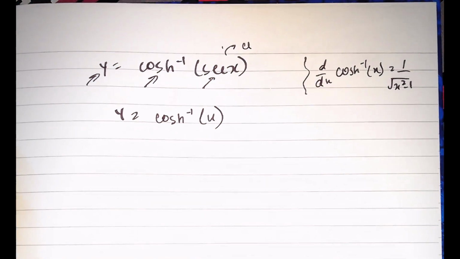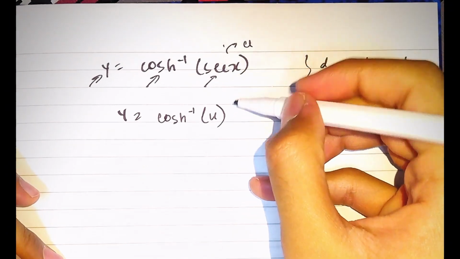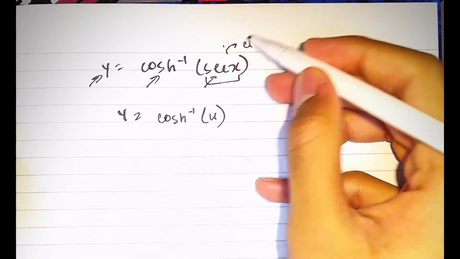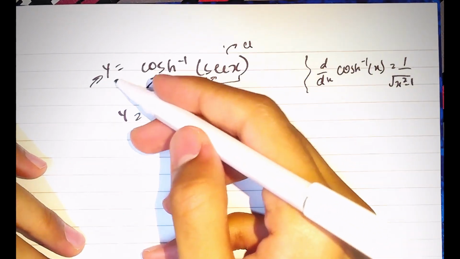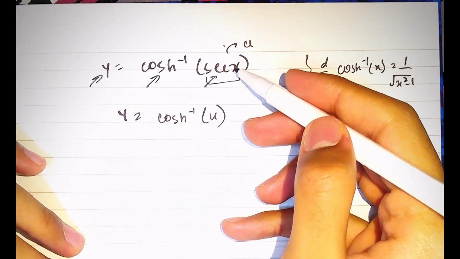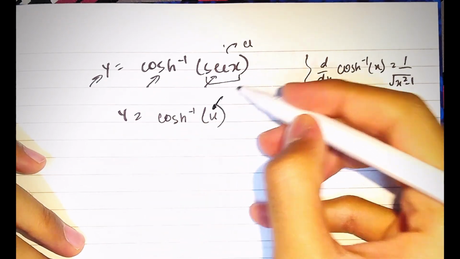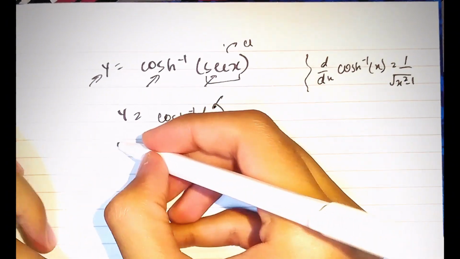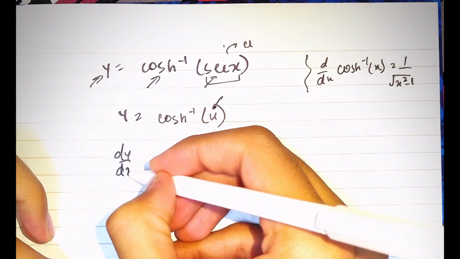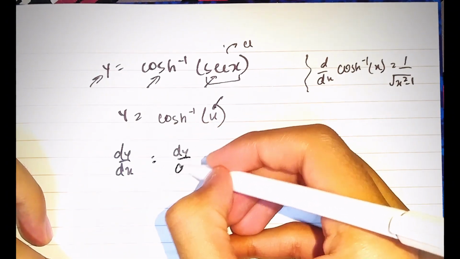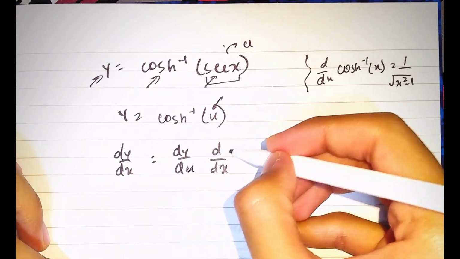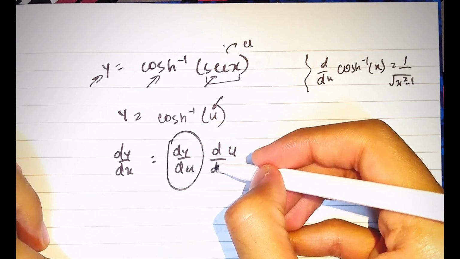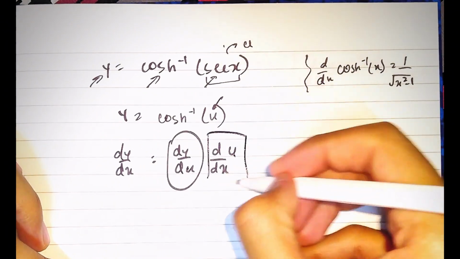Now let's use the chain rule. So I'm saying that this secant x is my third variable, u. So if we rewrite the equation, y is equal to cosh inverse of secant x, which will be represented by u. Okay, so according to the chain rule, we have to find dy by dx, which is dy by d third variable dot d third variable divided by dx. So what is the third variable? It is u. So first of all, you have to differentiate y with respect to u, then you have to differentiate u with respect to x.